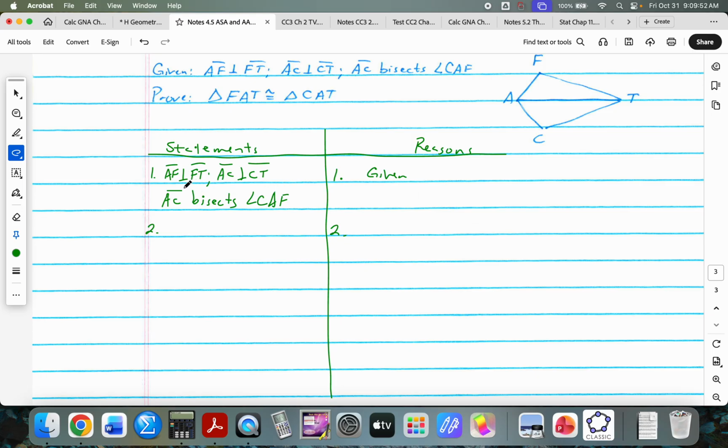But we start off with, what is this the symbol for? Perpendicular. If lines are perpendicular, what do you know is going to happen? Right angles. Specifically, we'll get right angles where those perpendicular lines intersect. So AF and FT intersect at F, so that's going to be a right angle. And AC and CT intersect at C, so that's going to be a right angle. So we'll write angle F and angle C are right angles.